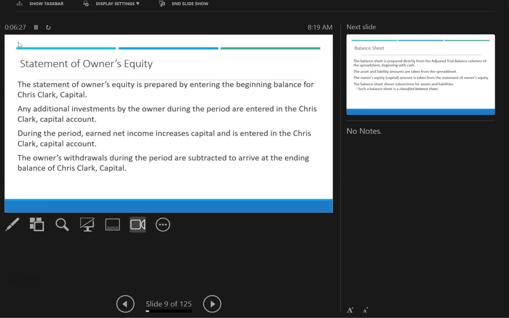Then, when we deal with the statement of owner's equity, we take the beginning balance for the capital account, the individual Chris Clark. We add any investments that Chris Clark has added during the year. We add the net income, and we take the withdrawals or dividends he's taken out of the company for the year.